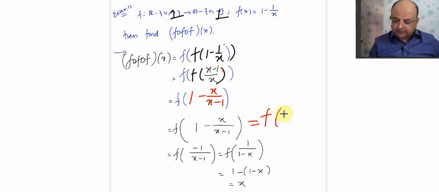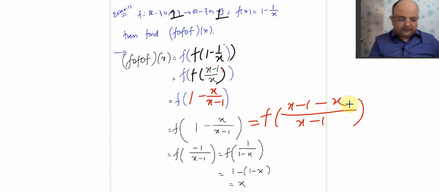If I simplify, if I take LCM, it will give us x minus 1 minus x. Your x cancels. I give this minus sign in the denominator. So 1 upon 1 minus x. That's why I insist that x is not 1 also. And now what does your f do with this x? It takes reciprocal and subtracts it from 1. So 1 minus x, it will give me just x. Okay.